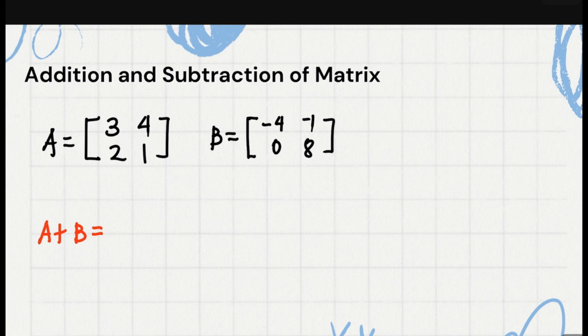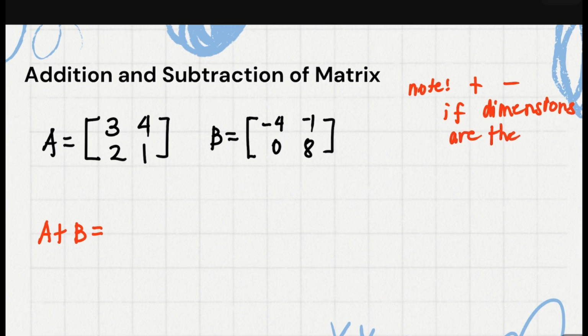So we have here two matrices given. In adding and subtracting matrix, we have to take note that in order for us to add and subtract two matrices, their dimension should be the same. So let's just take note here, in order to add and subtract, if and only if dimensions are the same. So that's our good to go sign.